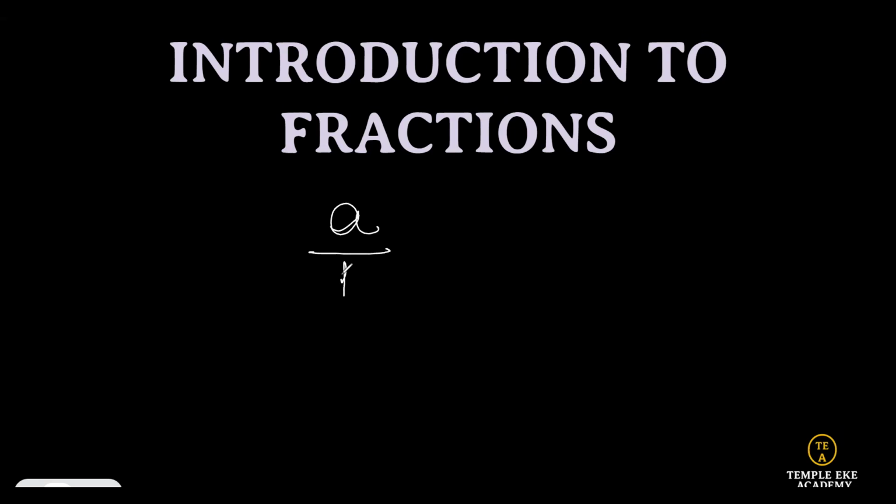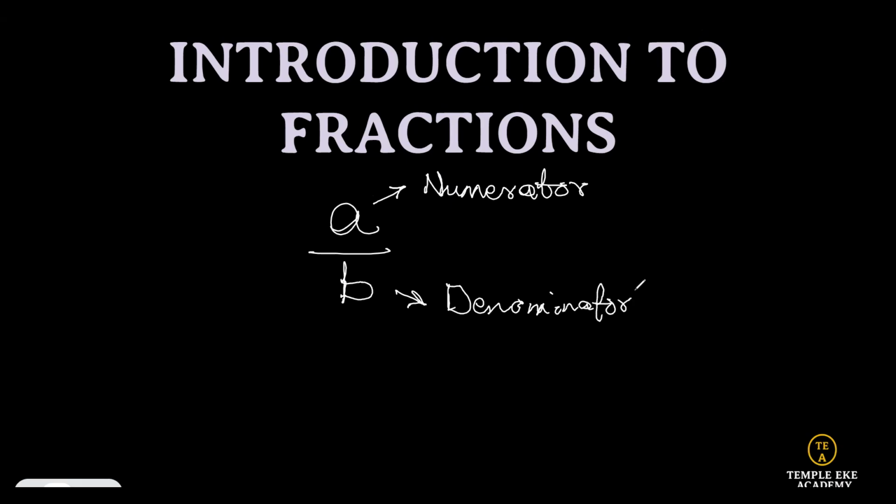A over B. This is a fraction. A is referred to as the numerator, while B is the denominator. These are, of course, naturally occurring whole numbers. So A is a whole number and B is another whole number.